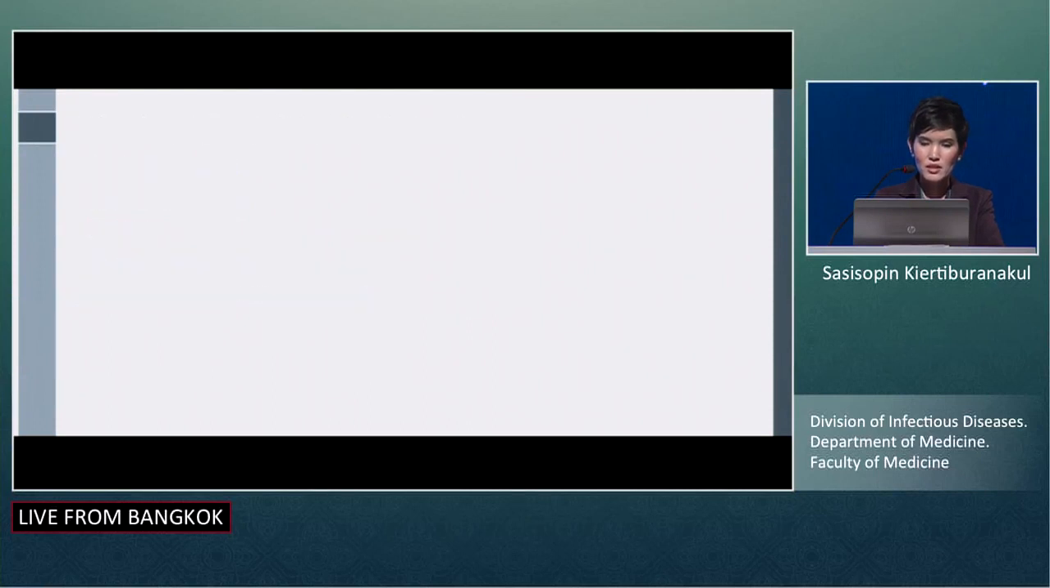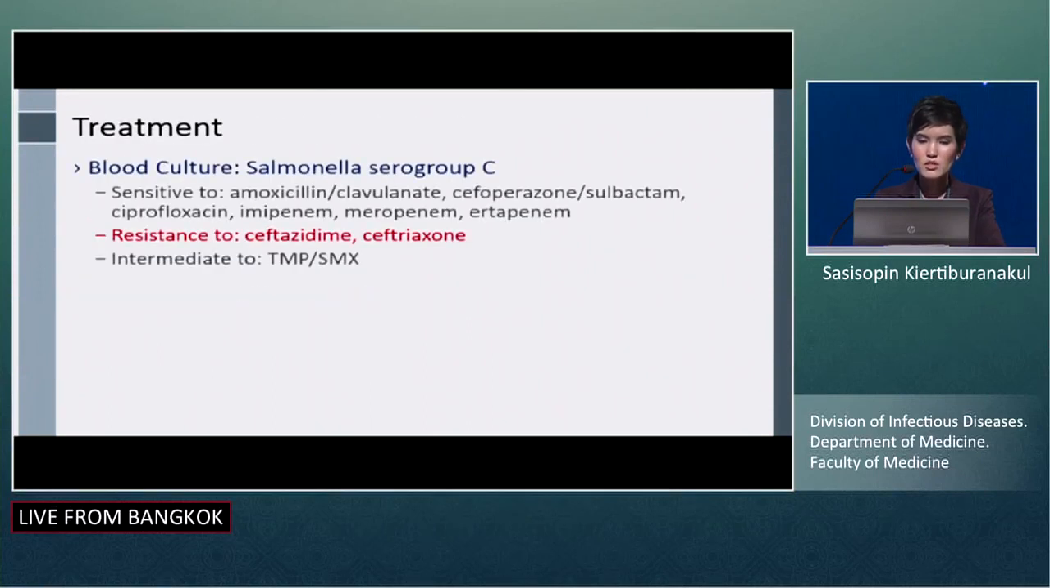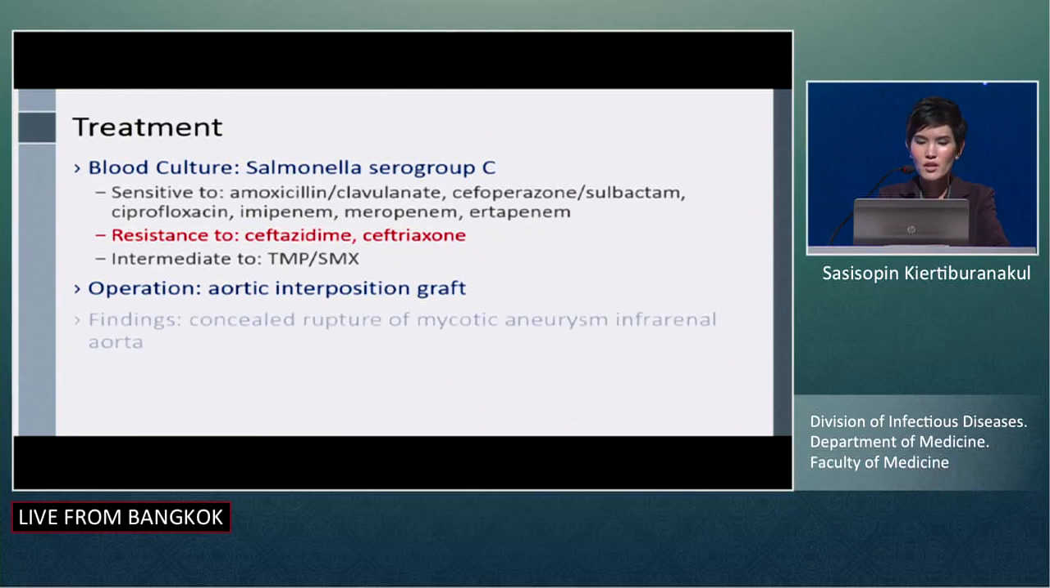But the culture came back Salmonella group C with resistance to ceftriaxone. I told you the data from SIRA that 30% is resistant to ceftriaxone. They're sensitive to amoxicillin clavulanate, also Cipro. So 3 days later, when we got the results of culture, we changed ceftriaxone to Cipro. And then we went to surgery to do the operation, aortic interposition graft.